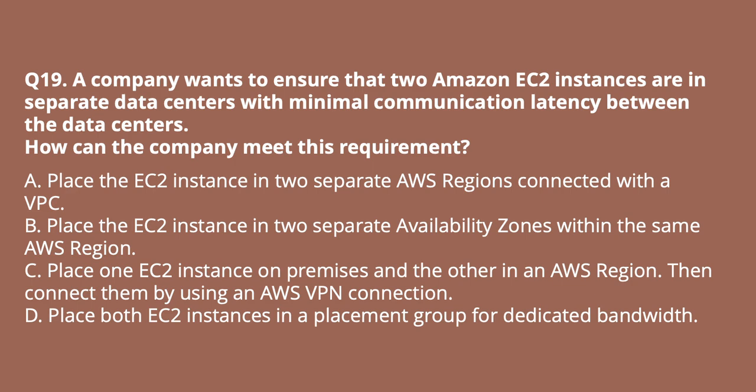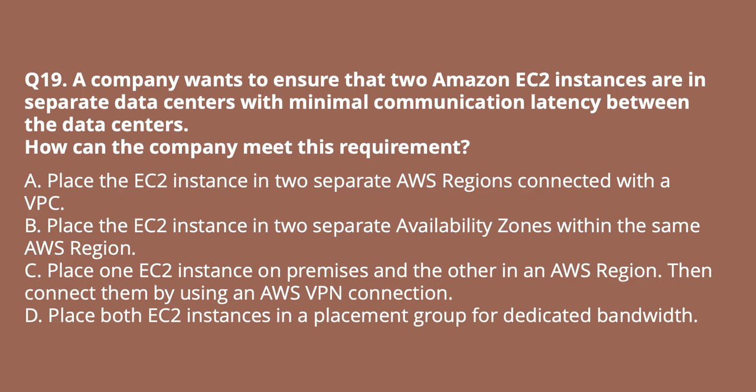Next question number 19. A company wants to ensure that two Amazon EC2 instances are in separate data centers with minimal communication latency between the data centers. How can the company meet this requirement? So we need to ensure that we have two EC2 instances which should be in separate data centers, and we need minimum communication latency between the data centers.